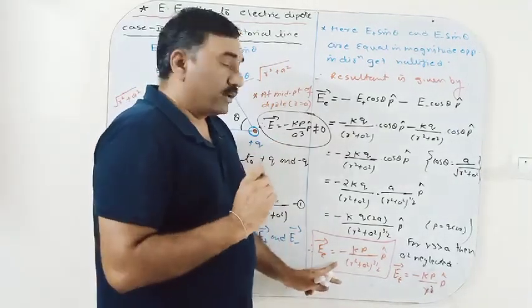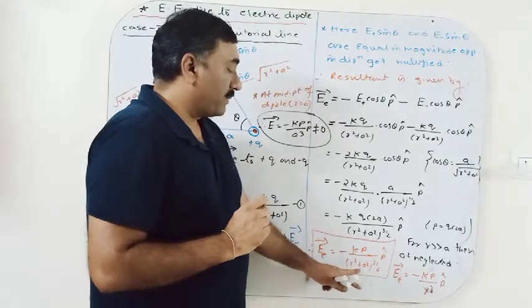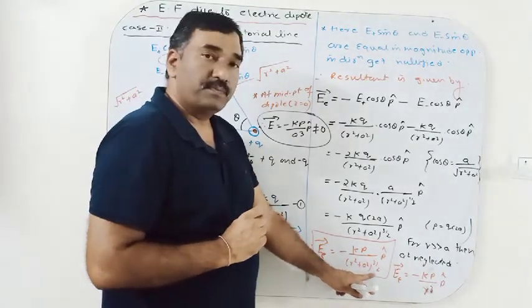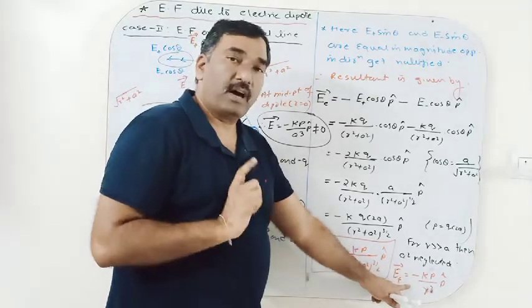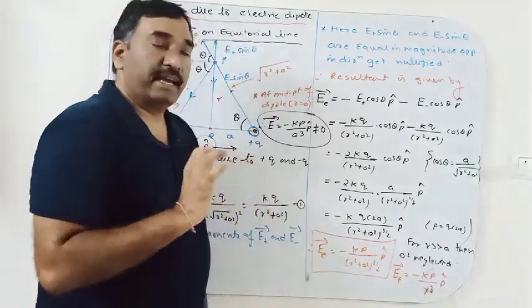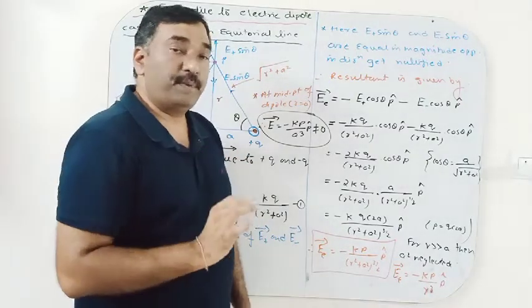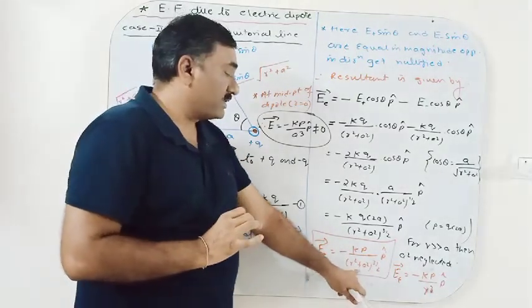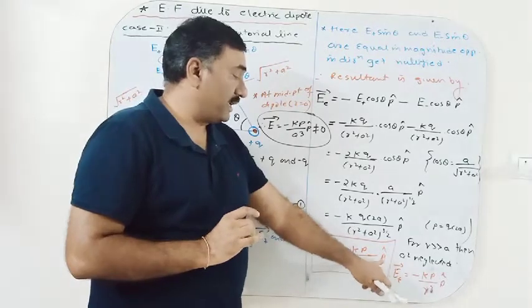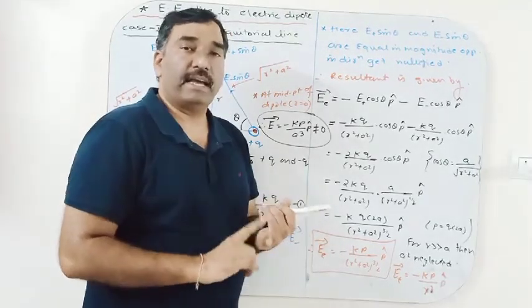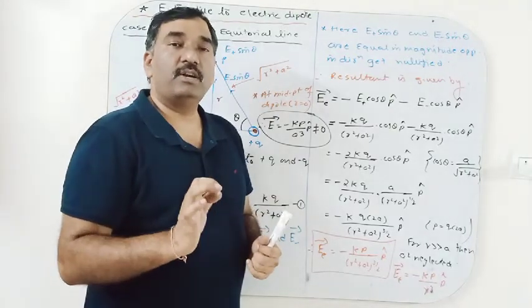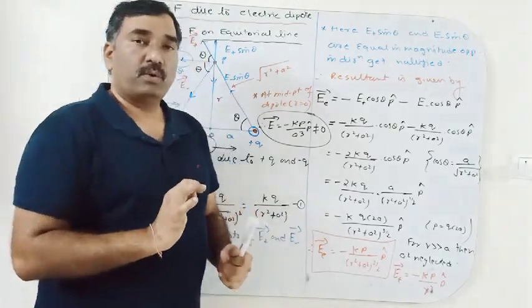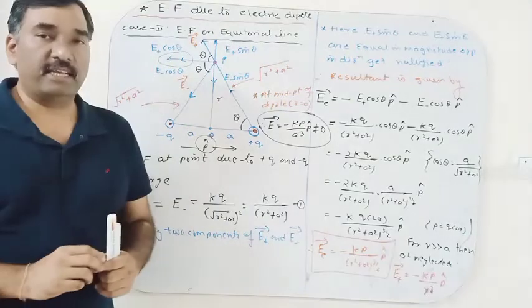Electric field on the equatorial line is minus kp upon r square plus a square raised to power 3 by 2, and when r is very much greater than a, then minus kp upon r cube. Electric field on the axial line is equal to 2kp upon r square minus a square whole square, with the direction of p caret. Both electric fields along the axial and equatorial line are inversely proportional to r cube. Okay dear students, just go through these derivations properly.